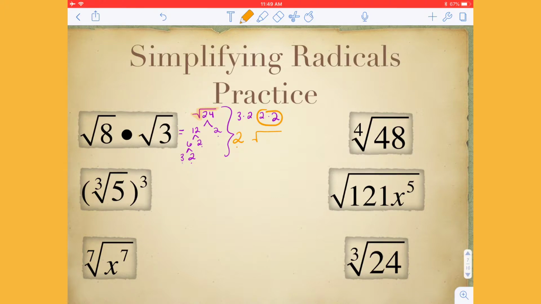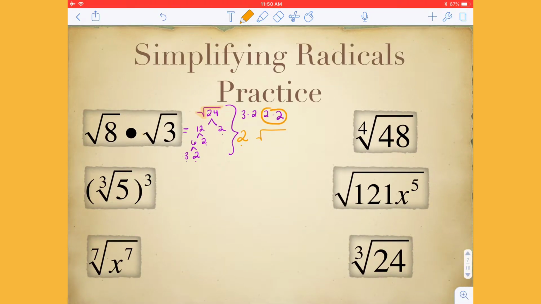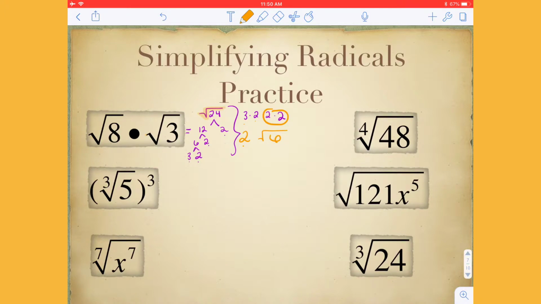And so essentially I'm doing rules of radicals, but just thinking about it a little different. If I can't make any more pairs, like I don't have another 3 and I don't have another 2, I'm going to re-multiply those values together and keep them underneath my radical symbol. So my final answer would be 2 and then square root of 6.